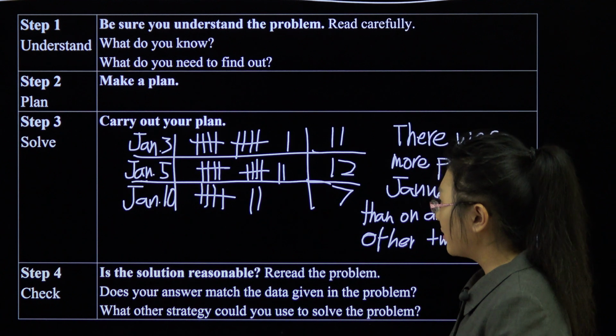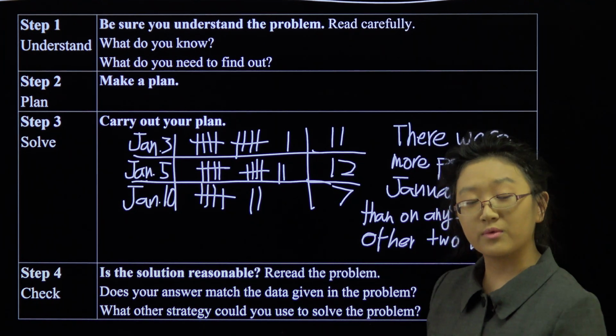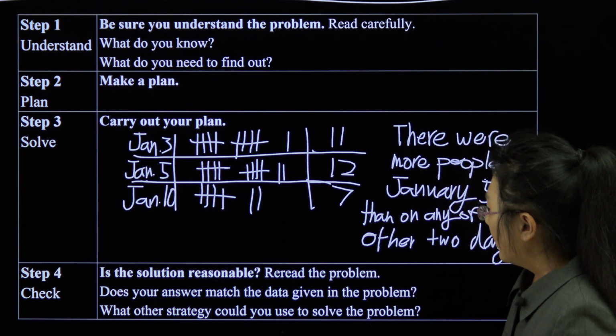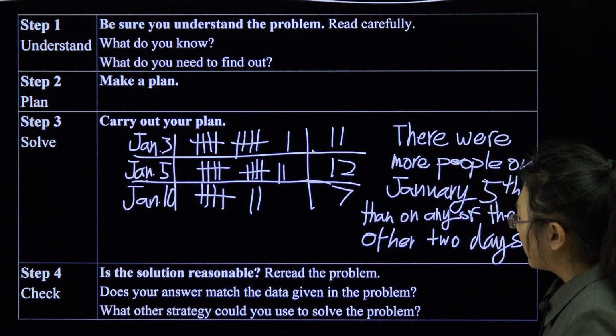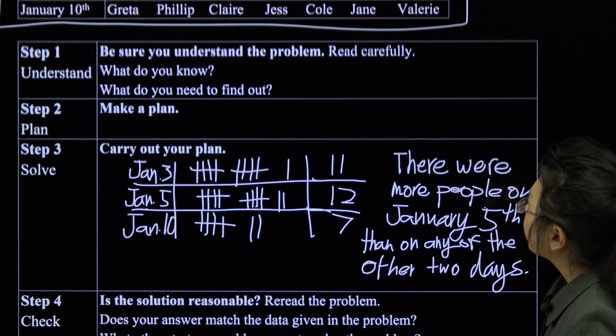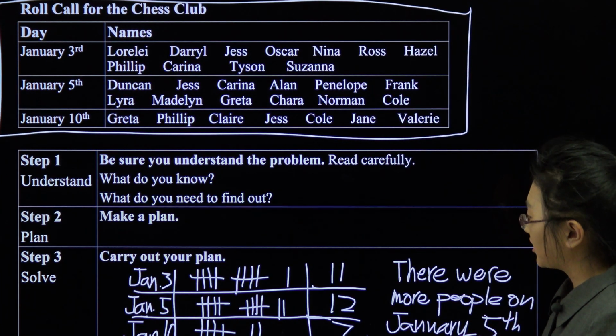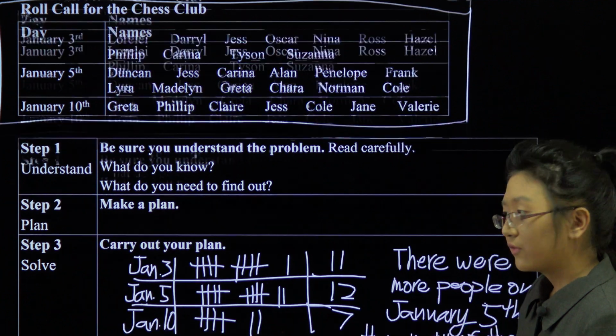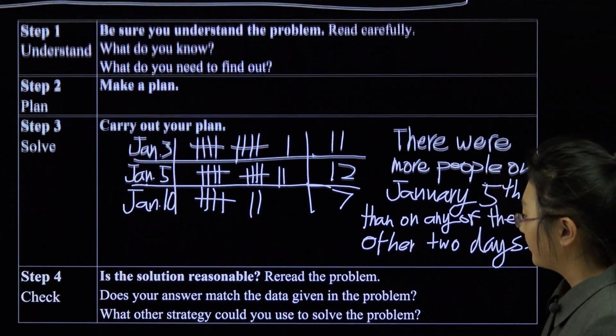Is the solution reasonable? I mean, it doesn't seem unreasonable. We counted our stuff correctly. What other strategy could we use to solve the problem? I mean, we could just completely abandon the chart and just count from the pre-given chart.